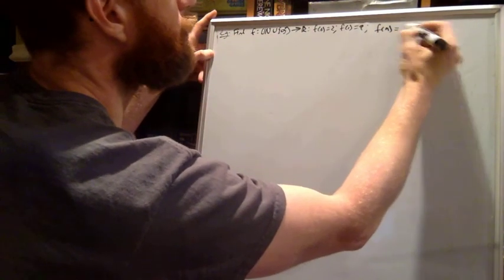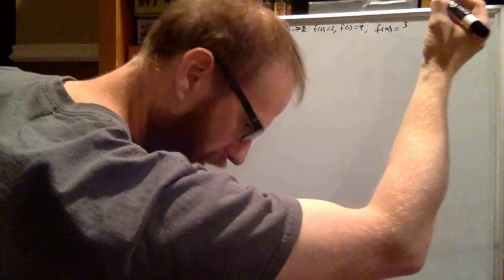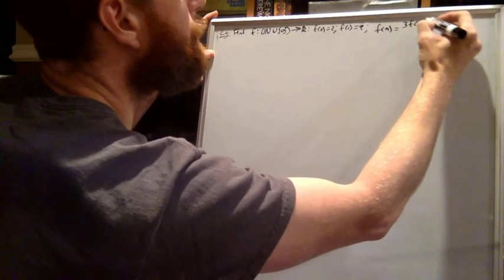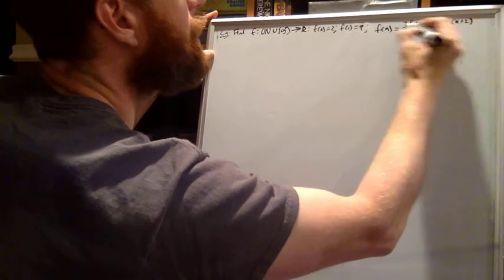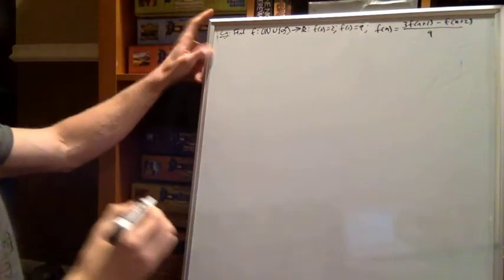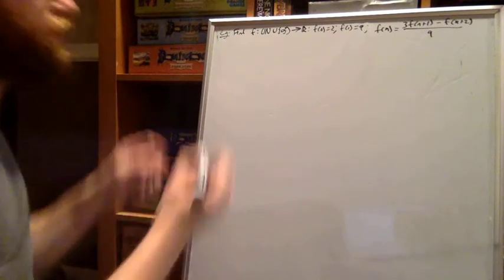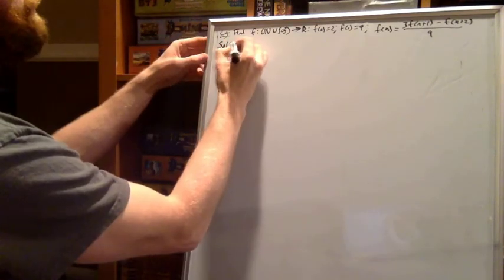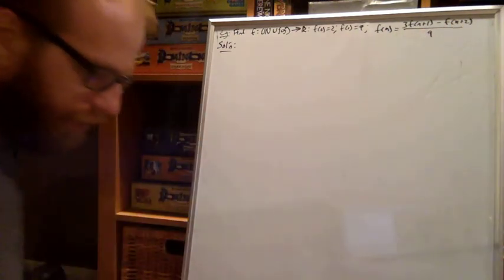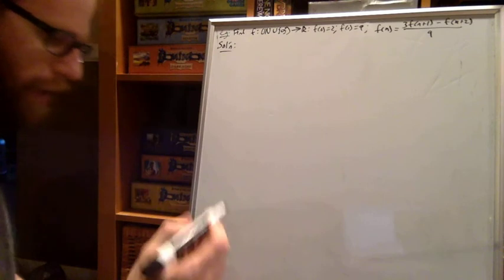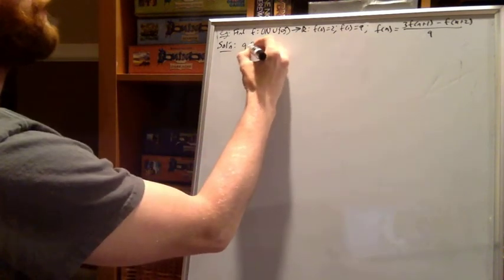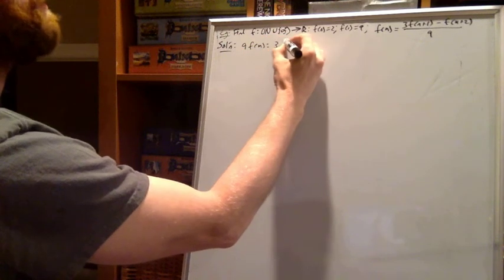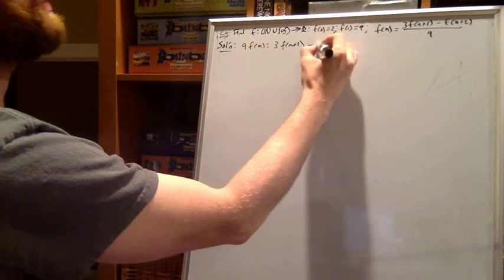f of n equals 3 f of n plus 1 minus f of n plus 2, and I'm going to divide all that by 9. Now I'm going to approach this just the same way as I did the previous one. So I'll start by rewriting this using the advancement operator, and I'm going to get 9f of n equals 3 f of n plus 1 minus f of n plus 2.